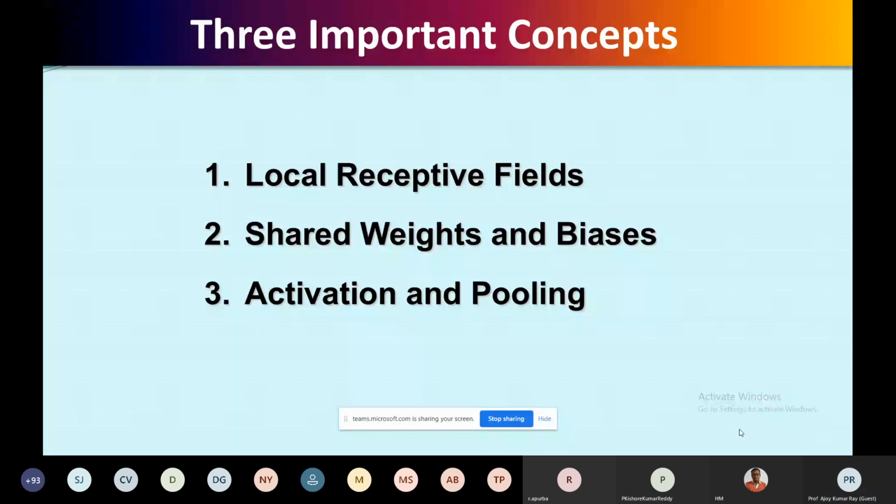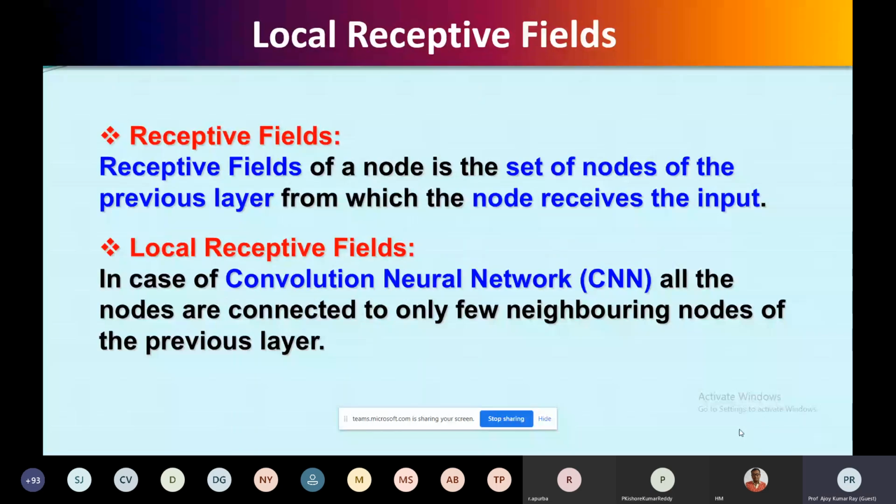And then pooling is known as max pooling. That is also a nonlinear function. A 2 by 2 matrix will be converted to a single number, which is the maximum.